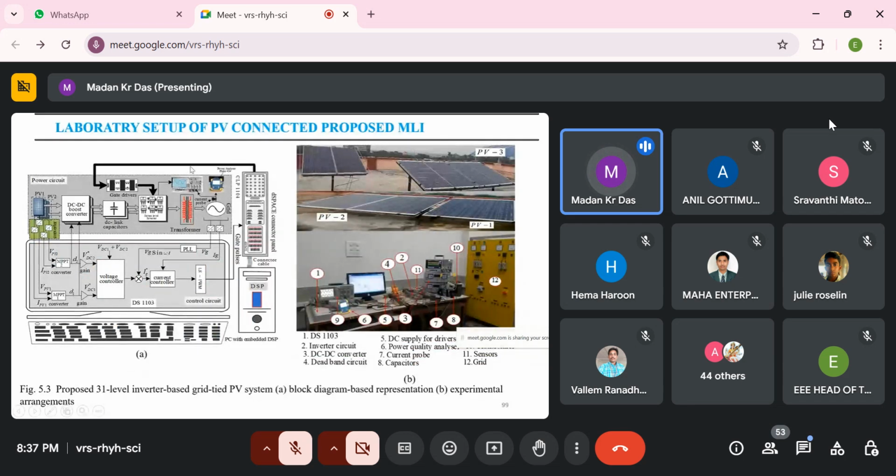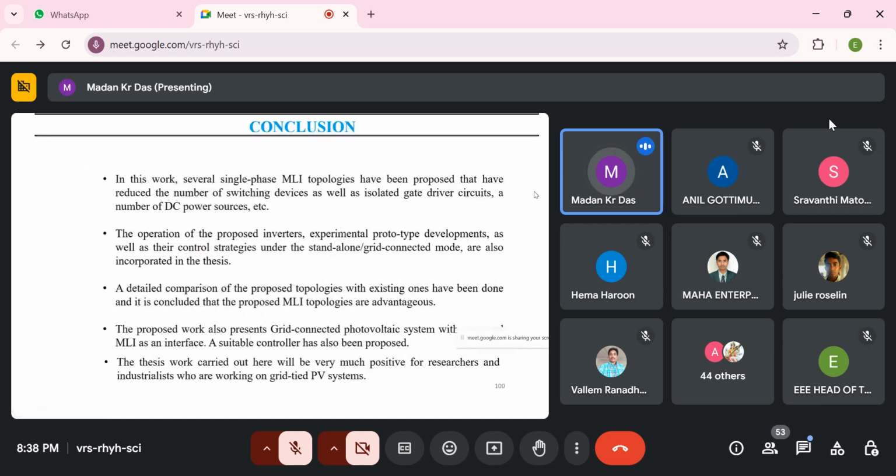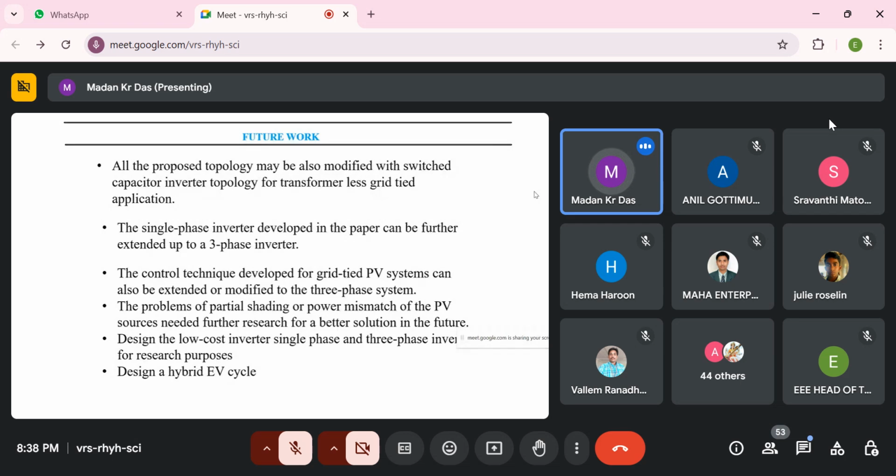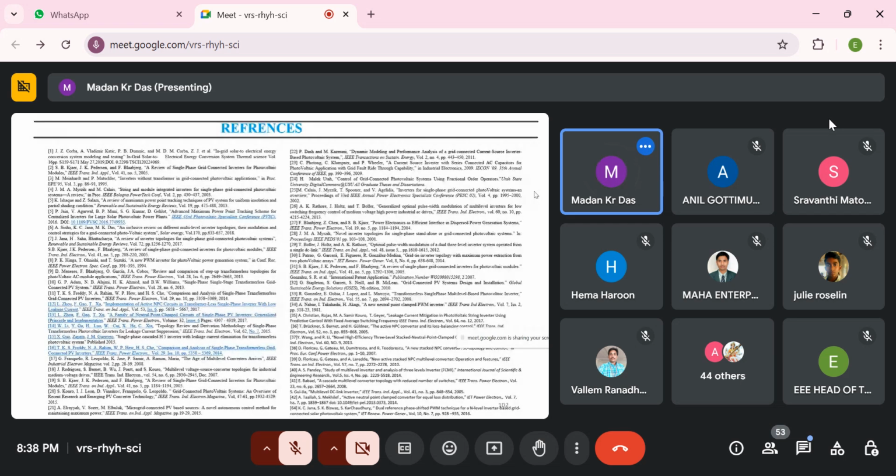And this is the basic laboratory setup. Here is the laboratory setup. This is the control part, this is the inverter, and this is the gate driver circuit, and this is the DC link capacitor, this is the boost converter, and this is the PV panel. This is the complete hardware setup of the proposed inverter. And then the conclusion, future works, and references. Thank you.